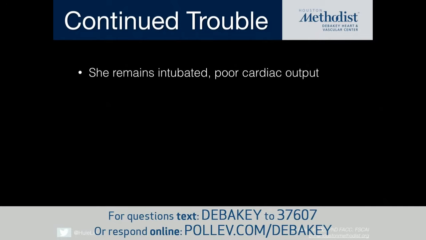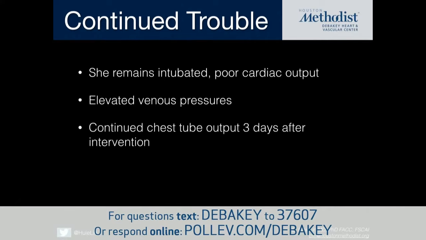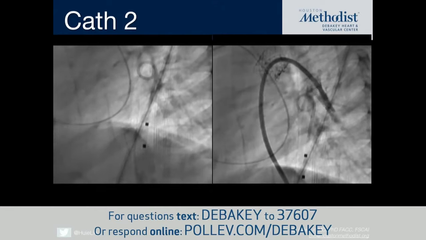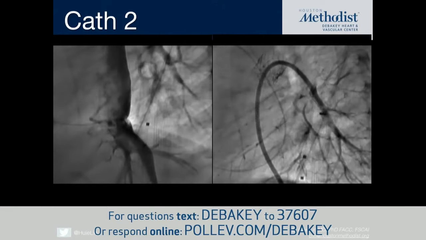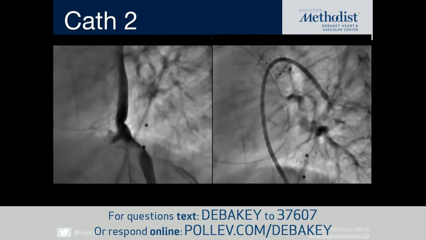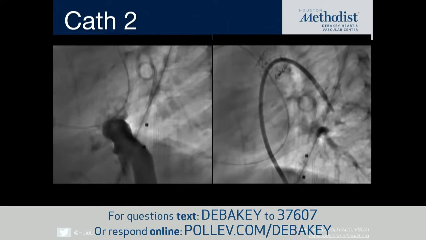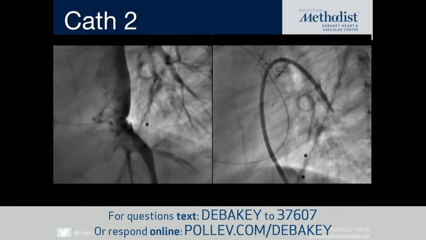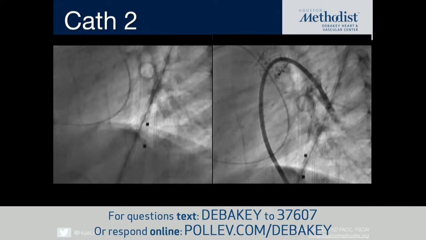So the problem was she remained intubated and continued to have poor cardiac output. And she had elevated venous pressures. So at this point in time, we had to come up with some other solution for this. And this was an extracardiac conduit. So of course, she did not come with a fenestration. So what we ended up doing was we took her back to the cath lab and we created a fenestration.